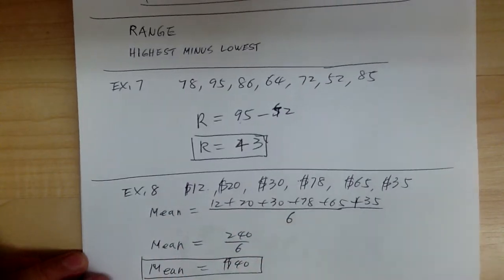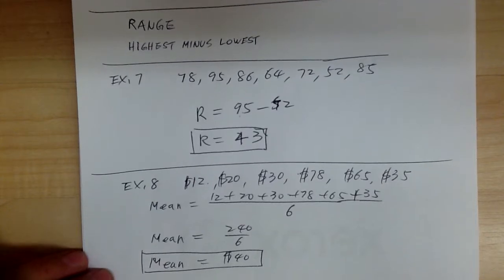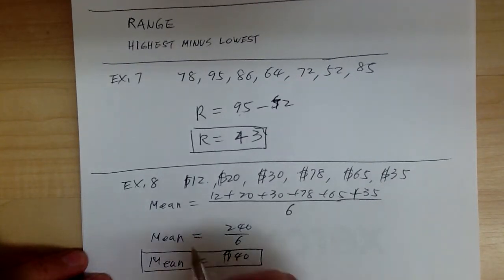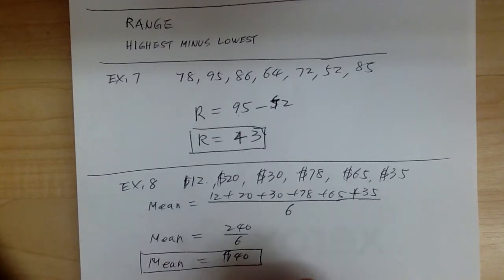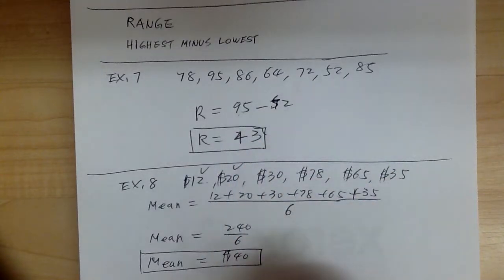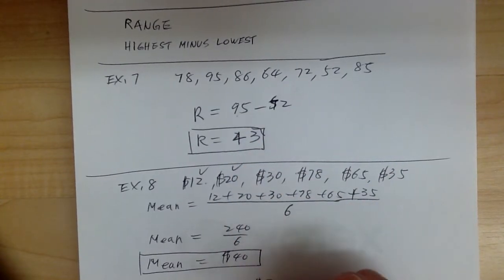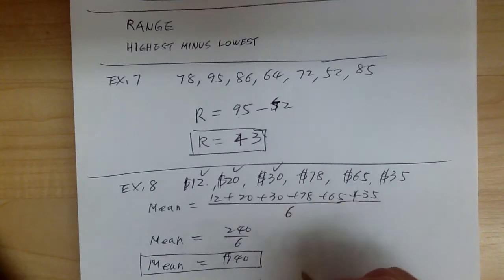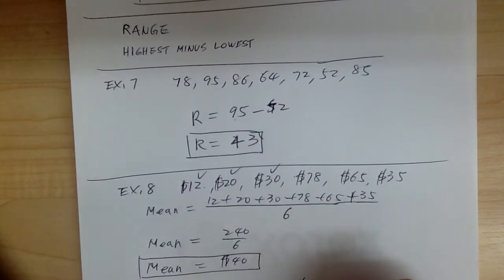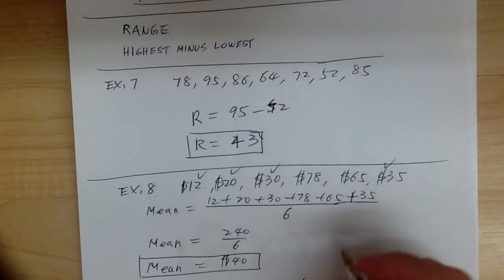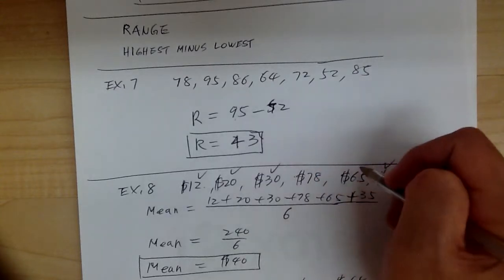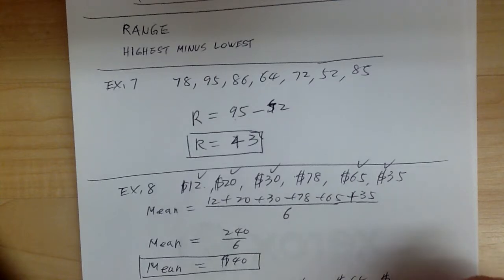Okay, the next is the median. To find the median, you have to arrange this in order. So let's start with the lowest. You got 12, and the next one would be 20, right? So 12, 20, and then the next one would be 30. Next would be 35, next would be 65, and next would be 78. And double check: 1, 2, 3, 4, 5, 6, right?